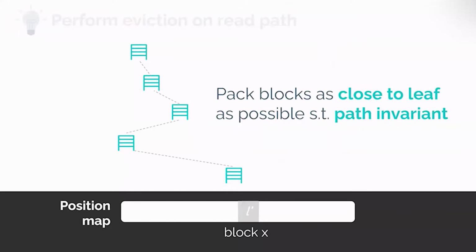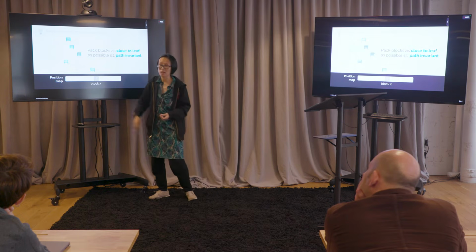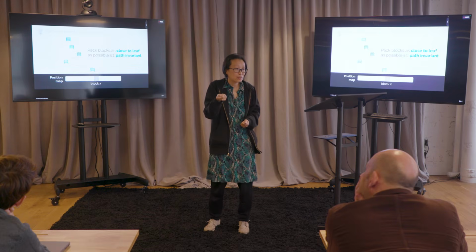So in Path ORAM, the eviction algorithm piggybacks on the read path. Suppose I've just read something from this blue path. I will rearrange the blocks on the blue path to pack them as close to the leaf as possible. But just keep in mind, I cannot take any block on the path and write it into the leaf, because that may not be the leaf the block wants to go to, right? So I have to do this carefully in a way that respects the path invariant.